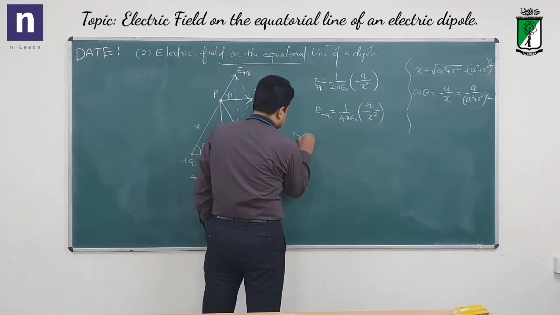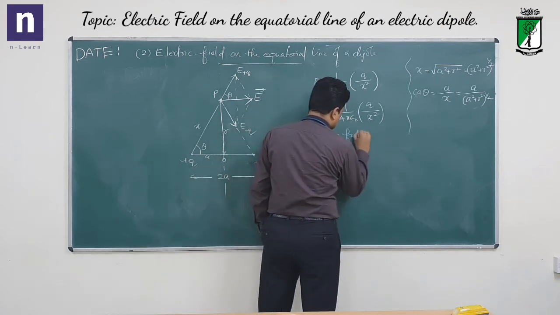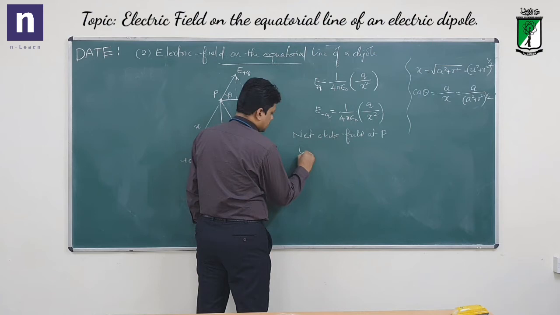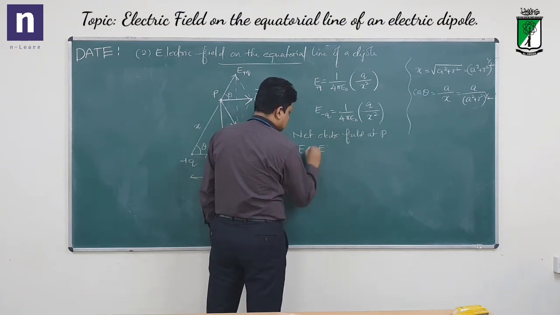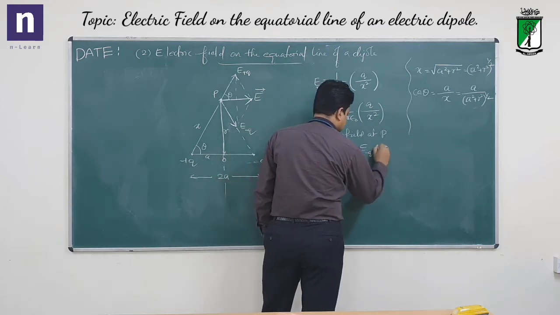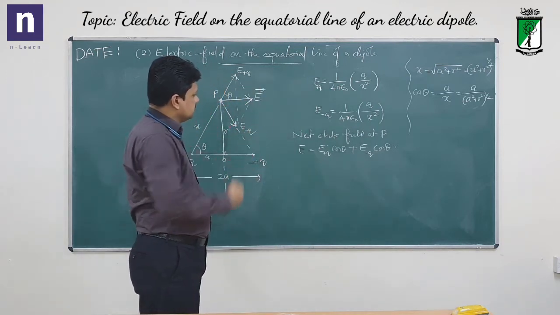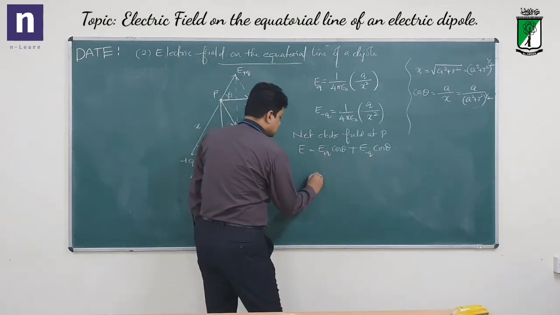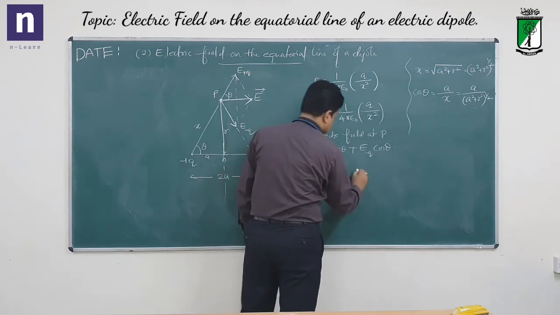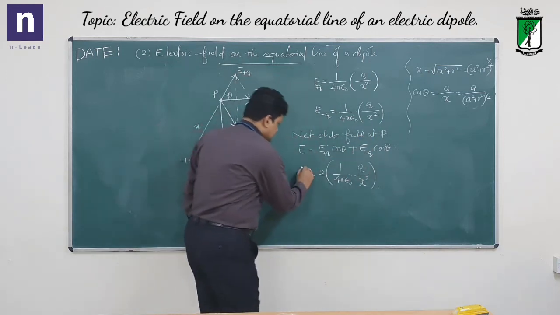So the net electric field at P is given by E equals E plus Q cos theta plus E minus Q cos theta. But magnitude wise both are the same. E plus Q is nothing but E minus Q in magnitude. Therefore, 2 times 1 by 4 pi epsilon naught Q divided by x square. This is the net field.